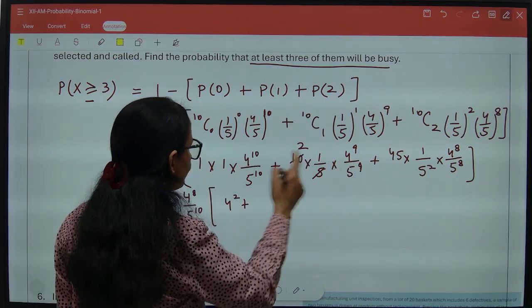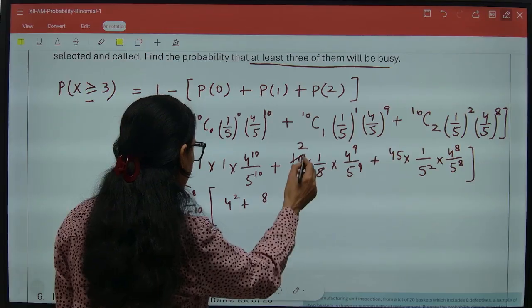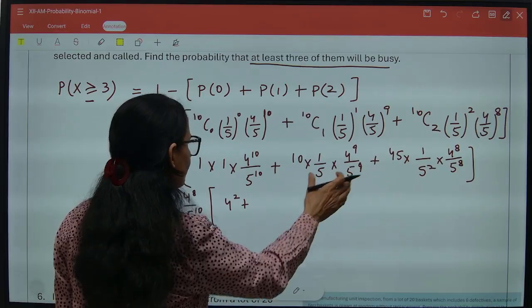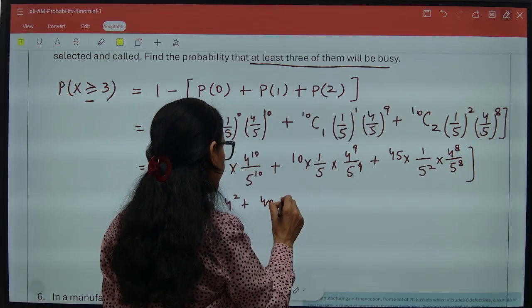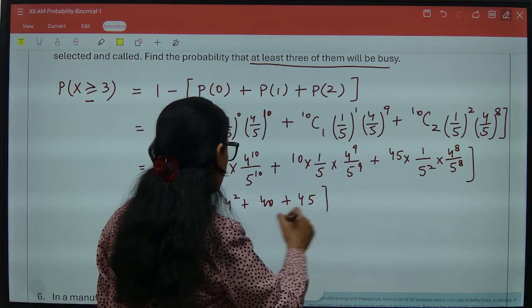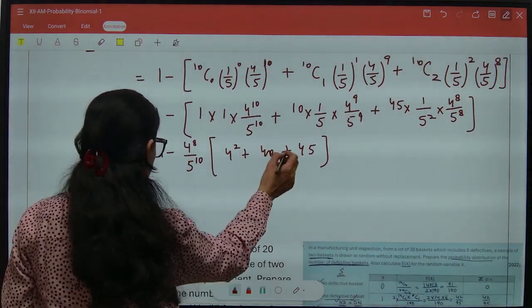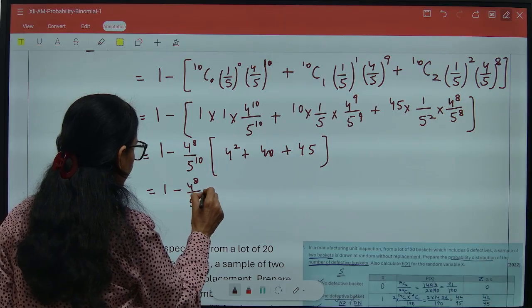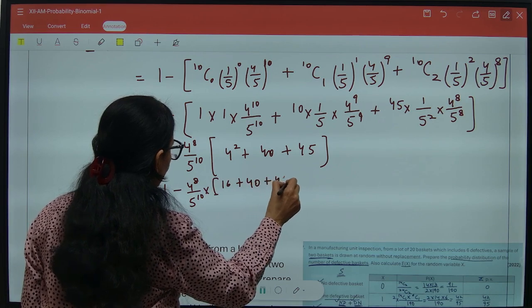So it is going to be 4 into 2, 8. No, but because we have already taken all the 5s out, let's keep it. So we have taken 5 to the power 10 out. So 4 to the power 10 is also out. 4 into 10 is 40. And the next is going to be 45. So in the bracket we have 16 plus 40 plus 45. So it is 1 minus 4 to the power 8 upon 5 to the power 10 into 16 plus 40 plus 45.